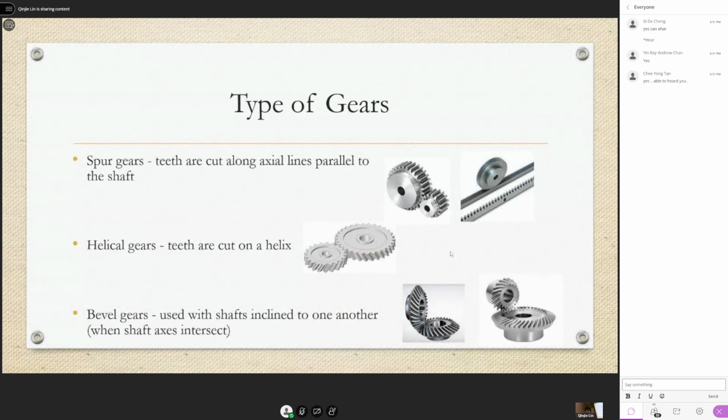So some different types of gears. These are three main types. Of course, there will be many different kinds of designs. Spur gears have their teeth cut along axial lines parallel to the shaft. That means the shaft is here. This is the shaft. The teeth are parallel to the shaft. So you can imagine the shaft will be something like this. That's the shaft. You can see that all these are teeth, and they are in parallel with the shaft.